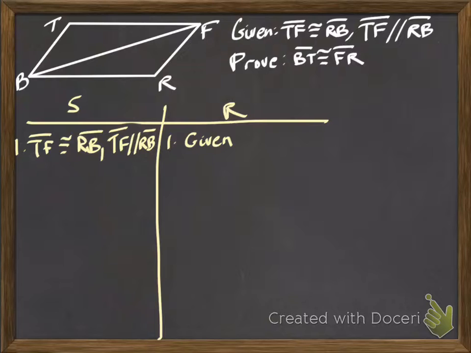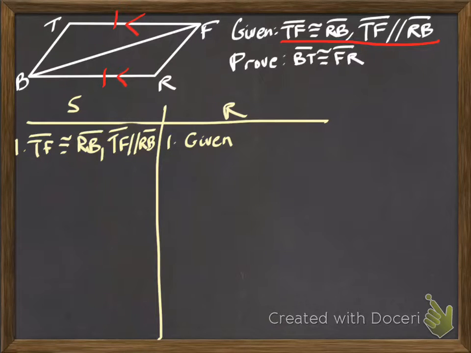Now one thing I want to make sure you notice is that we're given this information as being true, but our picture has no markings. Sometimes geometry problems are like that, where you know something is true, but the visual isn't quite representative. So always double check that what you're given is marked in your picture. TF being the same as RB means that these two are the same length, and that's going to be useful for us. And TF being parallel to RB means that they're parallel. That was not marked in the picture, so I want to make sure it becomes marked.